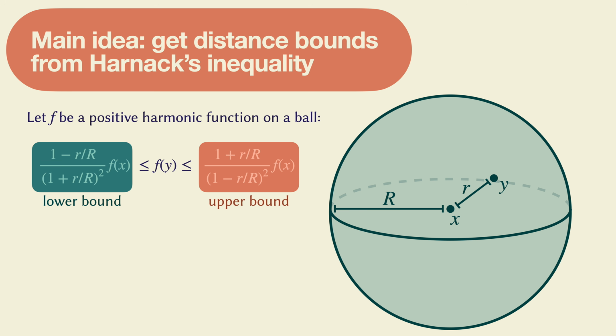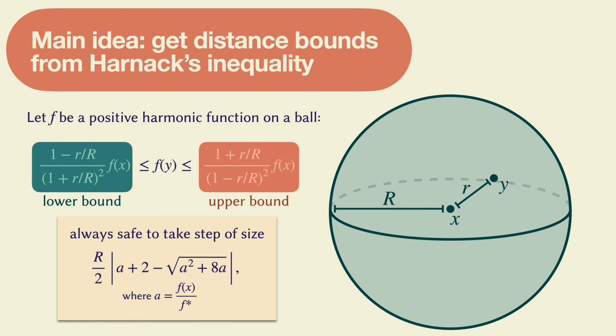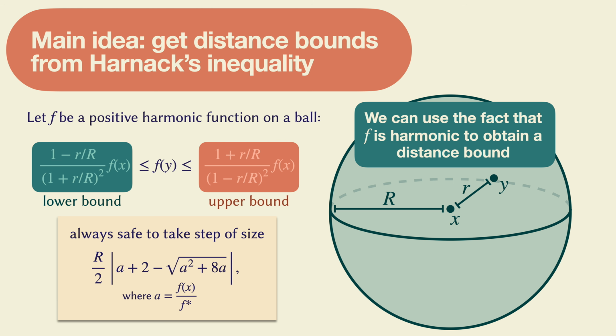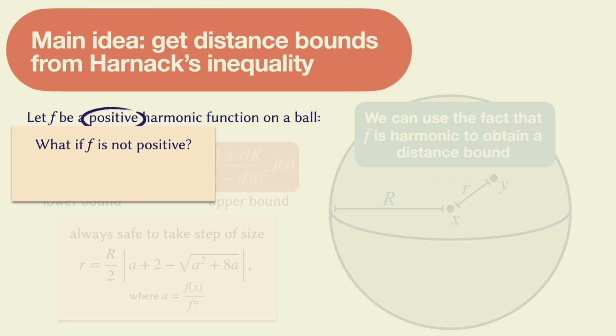And if you do a little bit of algebra, these bounds actually tell you that it's always safe to take a step of the following size if you're starting from the center point x. Even though our function is not Lipschitz, we can use the fact that f is harmonic to obtain a distance bound. Now there's just one little detail left. I said at the beginning that your function has to be positive, but what if f is not always positive? Well, it's easy enough to add a constant to your function to make it positive over this ball.